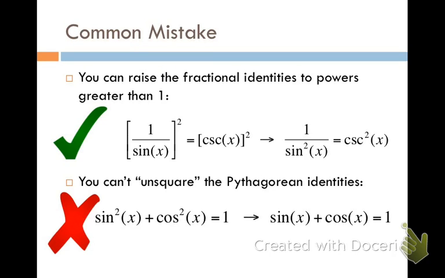Here's the common mistake, though. I mentioned that we squared something earlier. You can take a fractional identity, something that's a ratio or reciprocal, and you can square it and you still have an identity, because squaring a fraction is the same as squaring the numerator and the denominator, so it works out. You cannot unsquare the Pythagorean identities. So sine squared plus cosine squared equals 1. Sine x plus cosine x does not equal 1. No, no, no.